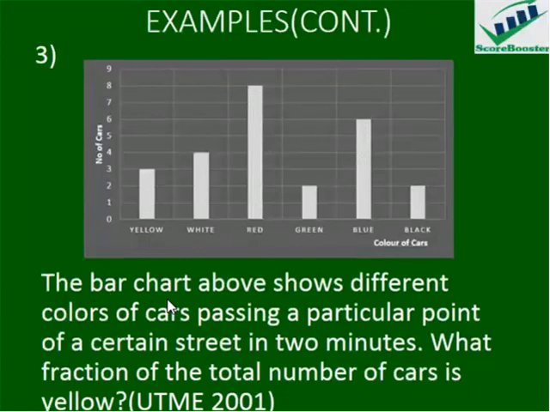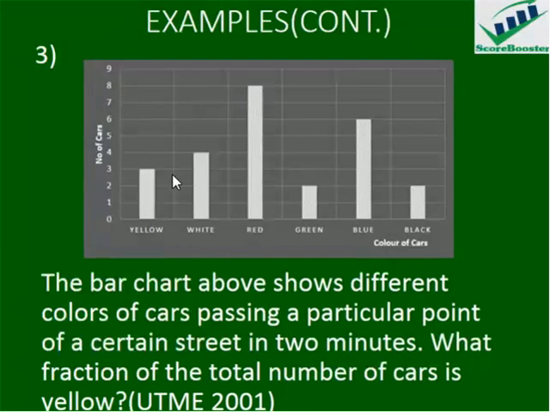So here the question says the bar chart above shows different colors of cars passing a particular point of a certain street in 2 minutes. What fraction of the total number of cars is yellow? This is also a UTME past question, UTME 2001. So before we can know the fraction of the total number of cars, we must first find the total number of cars that pass that particular point in that street in 2 minutes.